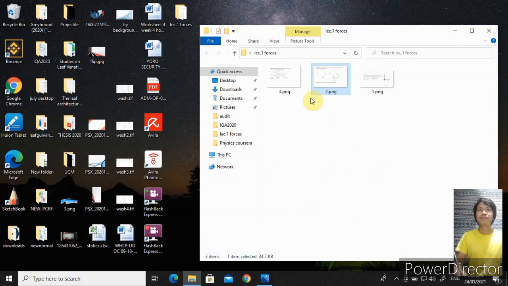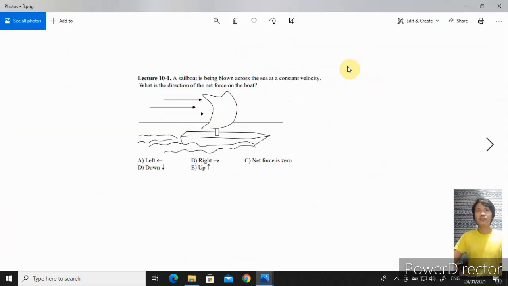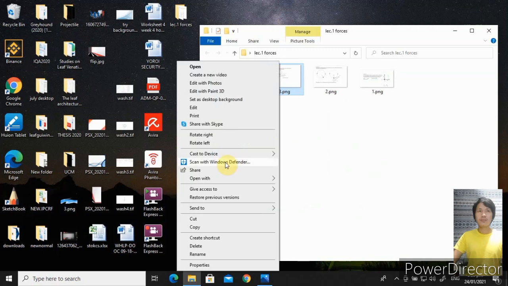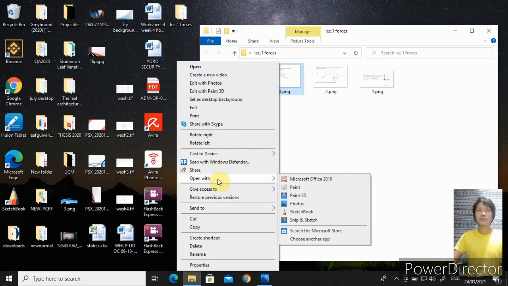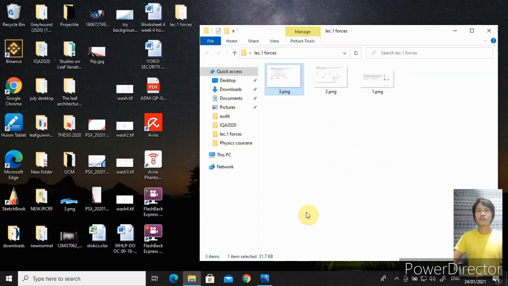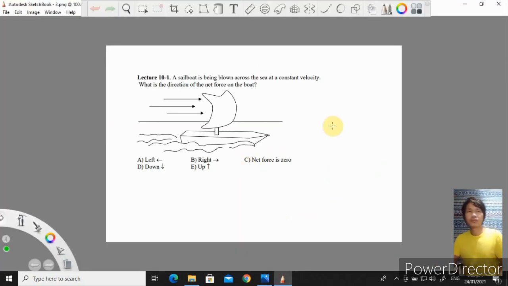How about this one? A sailboat is being blown across the sea at a constant velocity. What is the direction of the net force on the boat? So this is the wind, and of course this is our boat. So, a sailboat is being blown across the sea at a constant velocity. What is the direction of the net force?